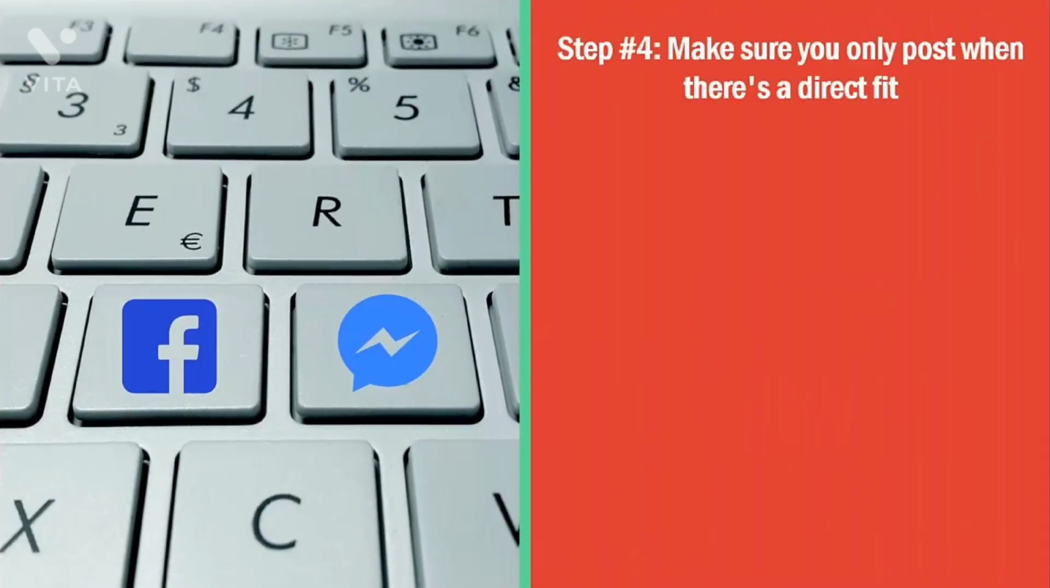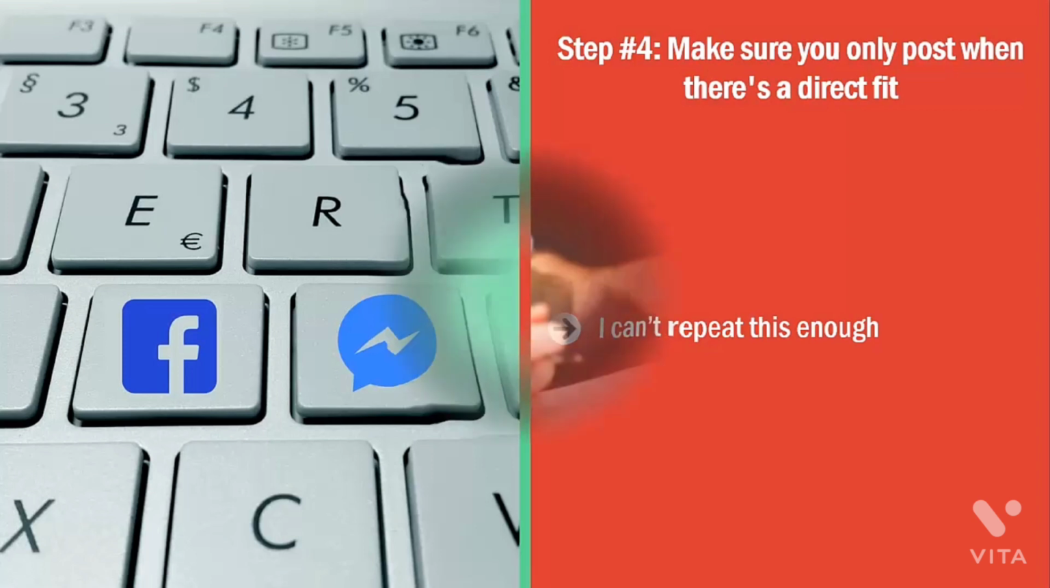Step number 4, make sure you only post when there's a direct fit. I can't repeat this enough. You must only post comments on a blog post that directly fit your niche. There also has to be a natural progression from your level 1 content to whatever content you're commenting on.